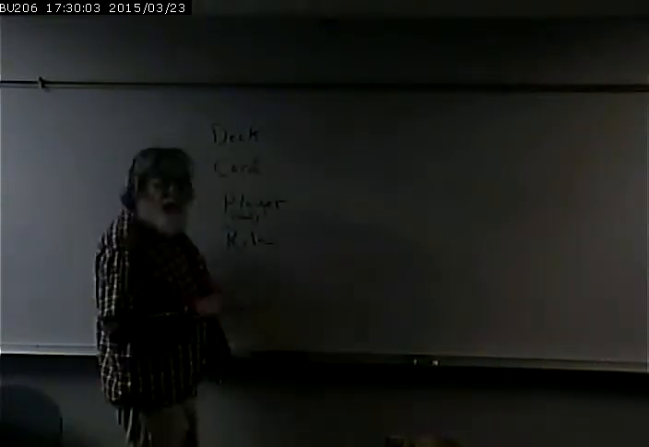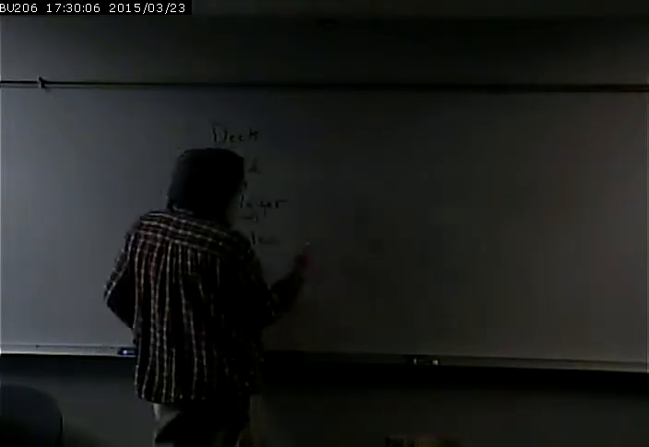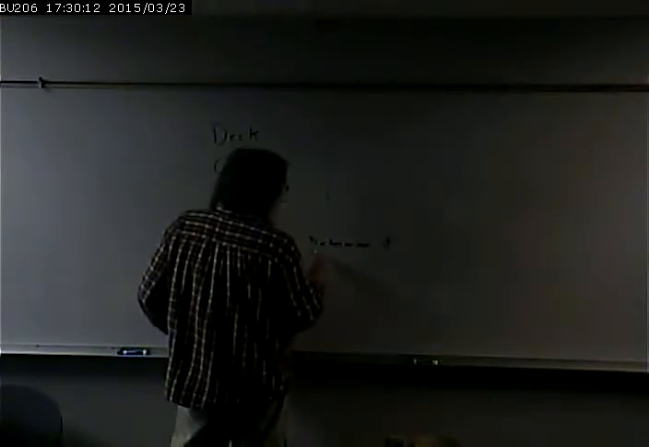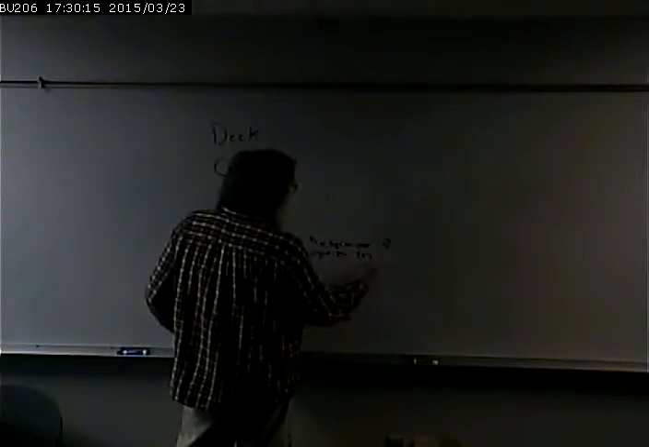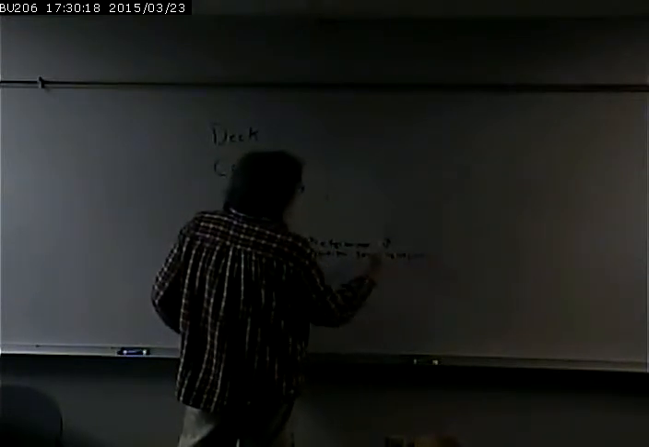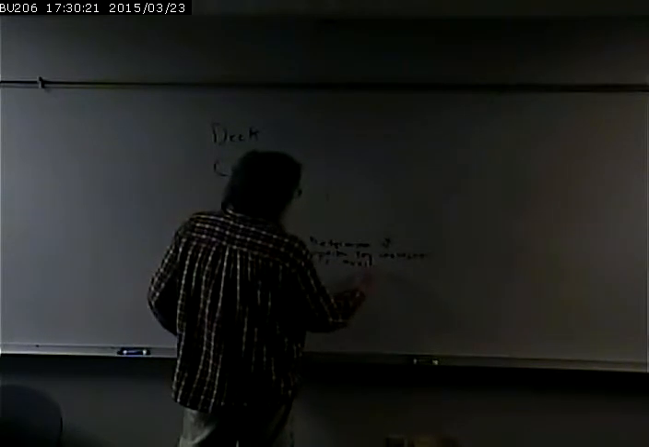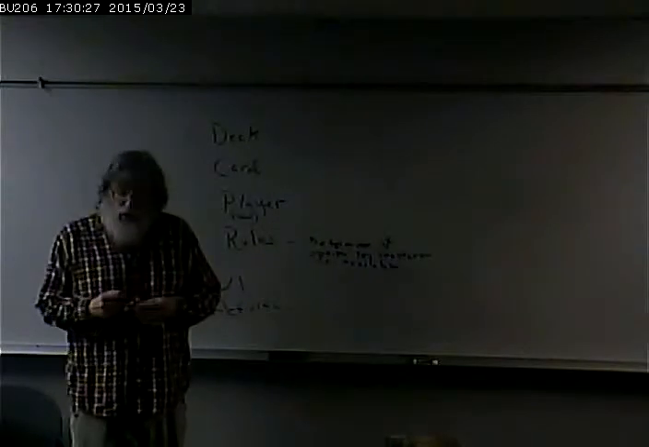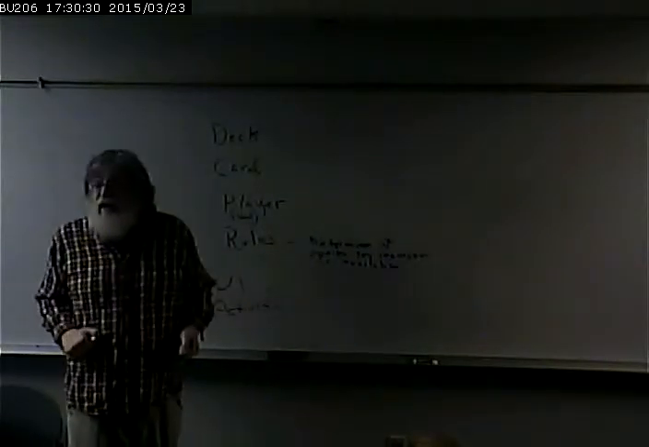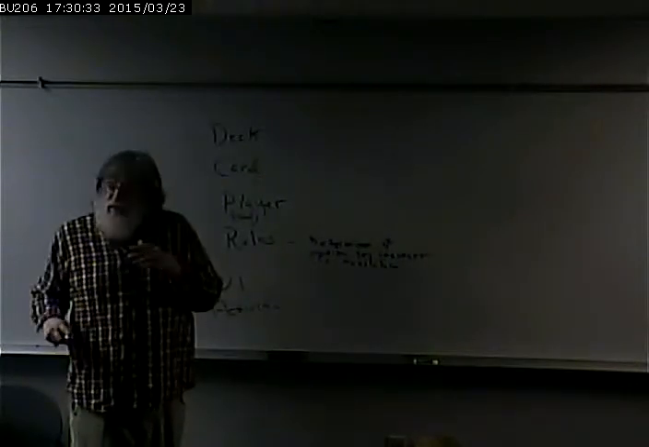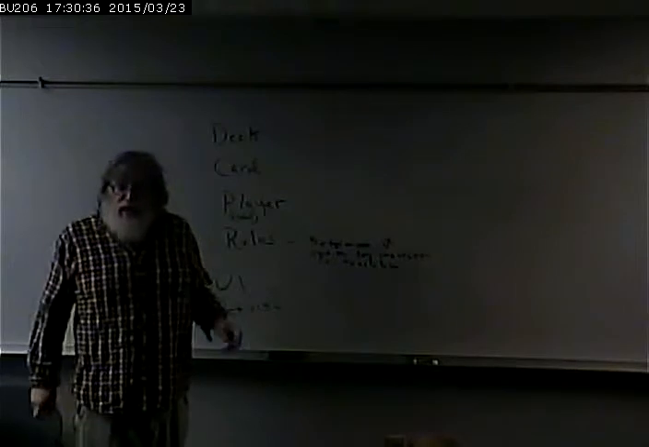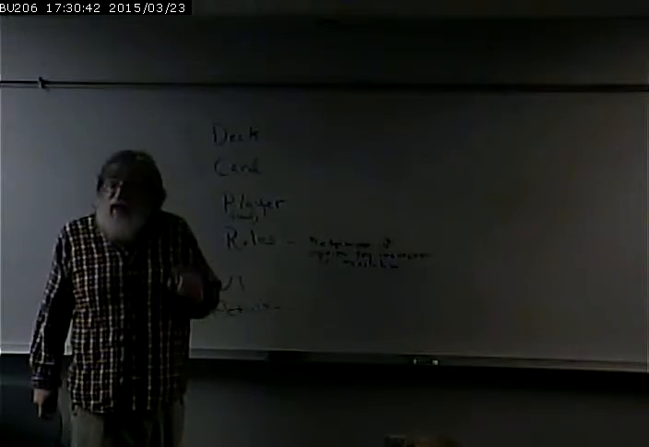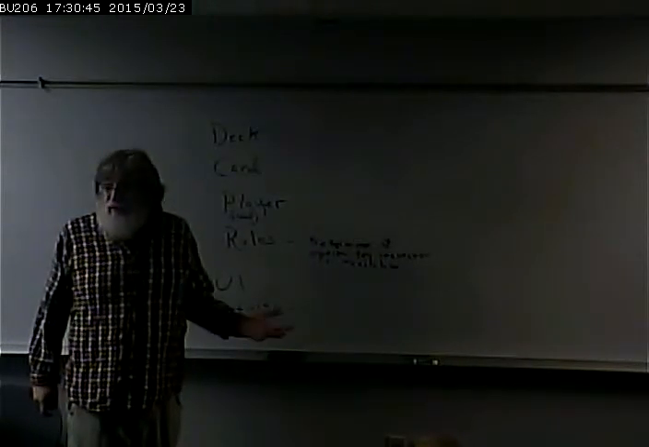It's going to be in the rules two different ways. One, to determine if the option for insurance is available. Remember, you don't get the option to have insurance all the time. You only get the option of insurance if the dealer's showing an ace. So, at the very least, after the cards are dealt, your rules would have to look at the hand and evaluate, is insurance in play for that?